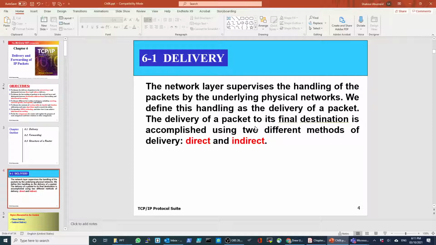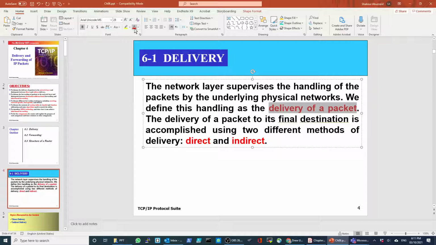So let's take a look at the delivery. The network layer, layer 3, supervises the handling of the packets. It receives the packet from the underlying physical network and moves it up, or it receives it from the transport layer and moves it down. We define this handling as the delivery of the packet. So the layer 3 job is to deliver the packet to the destination.